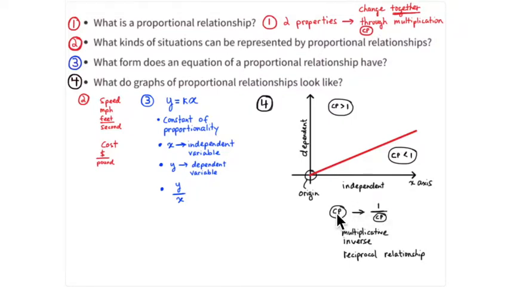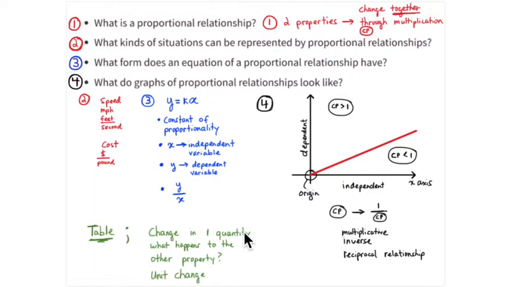So in one case, you can think of it as the constant of proportionality. In the second equation, or the second graph, you can think of the constant of proportionality as the reciprocal of the first constant. They are multiplicative inverses. That is called a reciprocal relationship. So lots to think about. So students should start to put together their own thoughts on what a proportional relationship is.